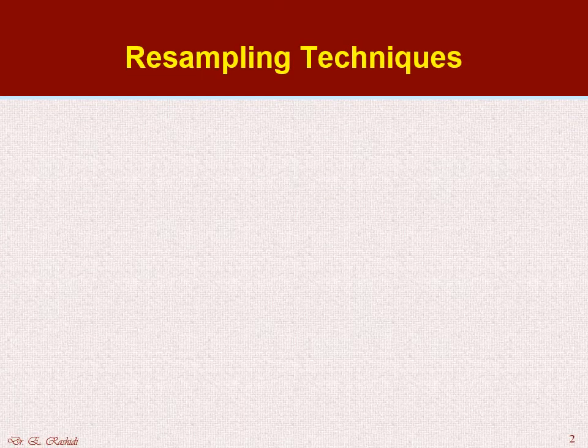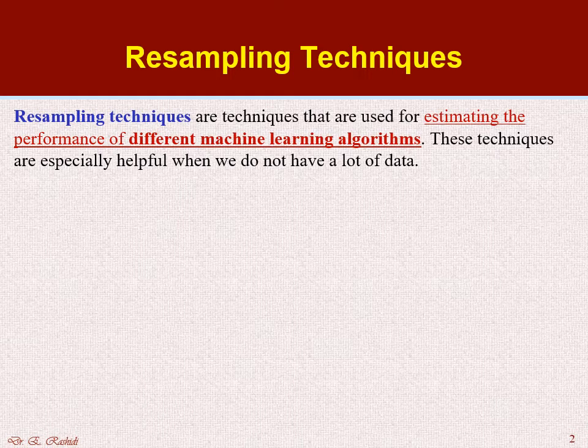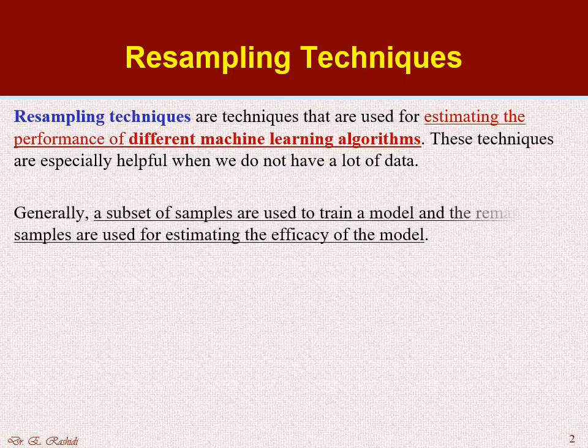Resampling techniques. Resampling techniques are techniques that are used for estimating the performance of different machine learning algorithms. These techniques are especially helpful when we do not have a lot of data. Generally, a subset of samples are used to train a model, and the remaining samples are used for estimating the efficacy of the model.